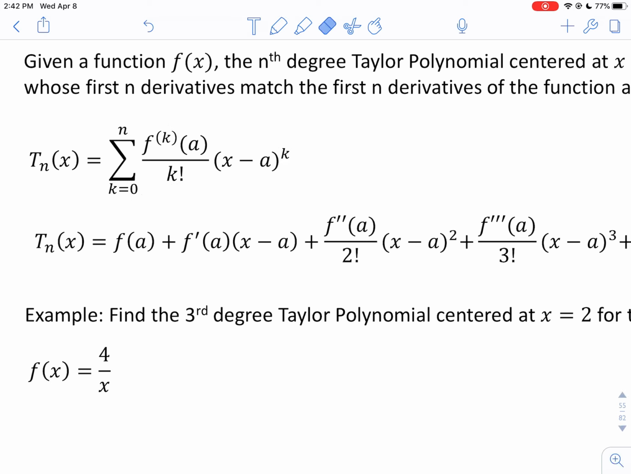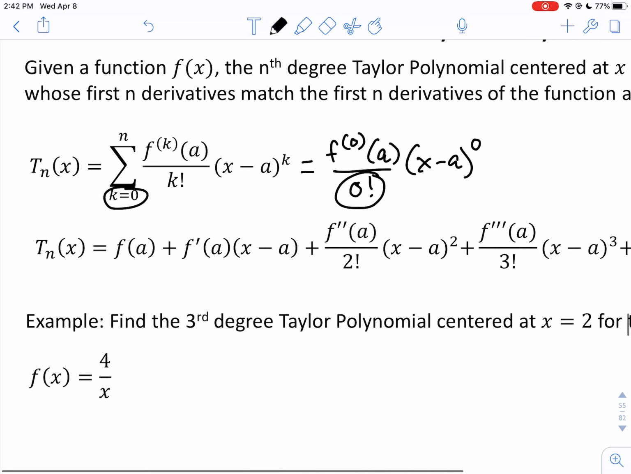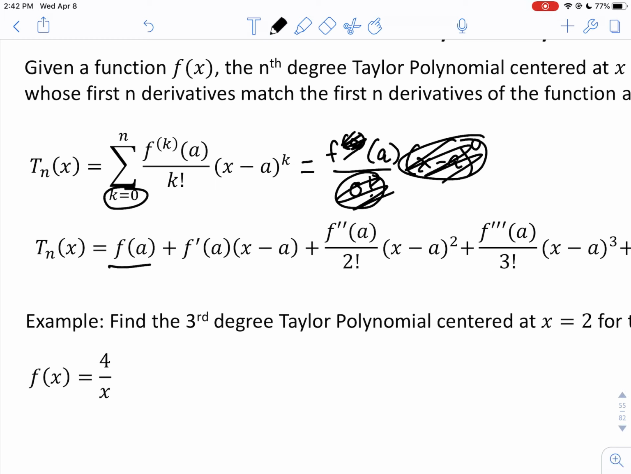So if you were to use this summation formula and actually start writing terms out, you would begin by plugging in 0 for all the k's. So this would be the 0th derivative evaluated at a divided by 0 factorial times x minus a to the 0. That's 1. 0th derivative means you don't even need to write that. And that's 1, so these are all just gone. You really just get f of a when you plug in 0.